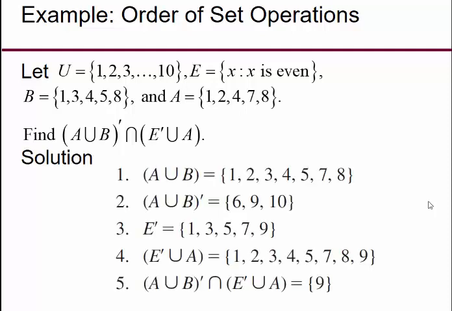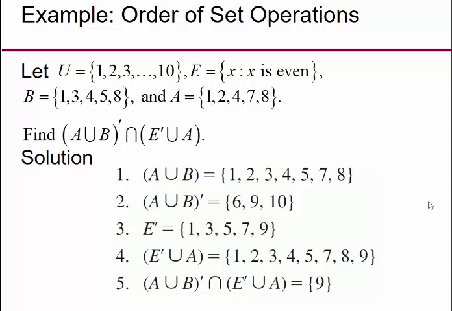So the first thing that we're going to find is the union of A and B. Then we're going to find the complement of that. Then we're going to find the complement of E. Then we're going to find the union of the complement of E and A. And then finally, we're going to wrap it up.